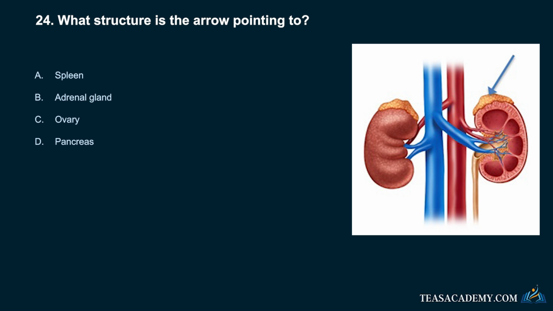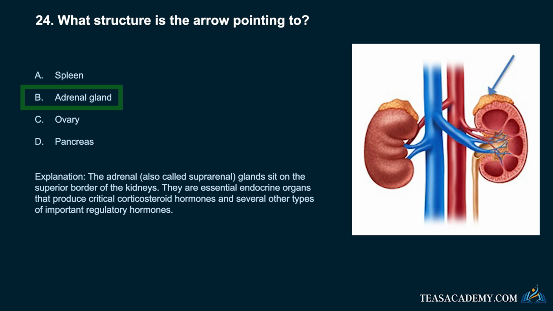24. What structure is the arrow pointing to? A. Spleen. B. Adrenal gland. C. Ovary. D. Pancreas. Correct answer, B. Adrenal gland. The adrenal, also called suprarenal, glands sit on the superior border of the kidneys. They are essential endocrine organs that produce critical corticosteroid hormones and several other types of important regulatory hormones.